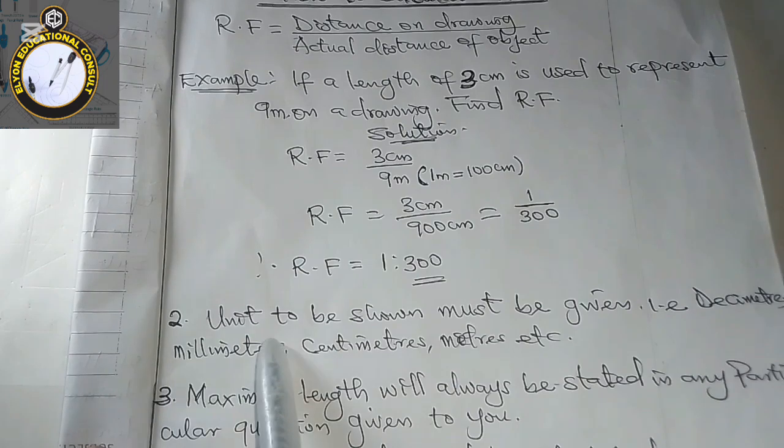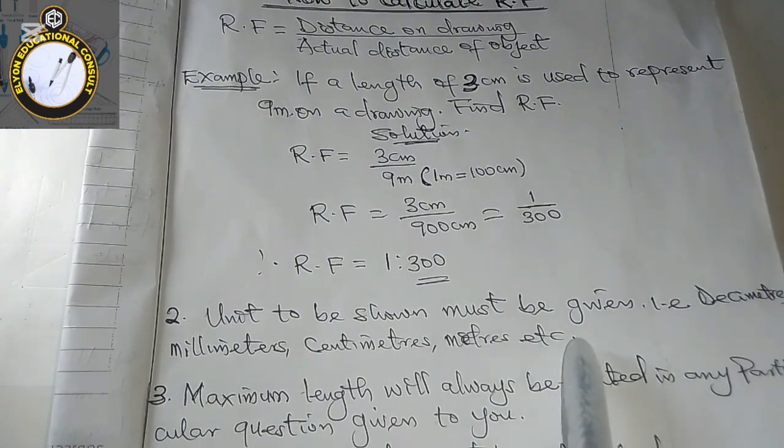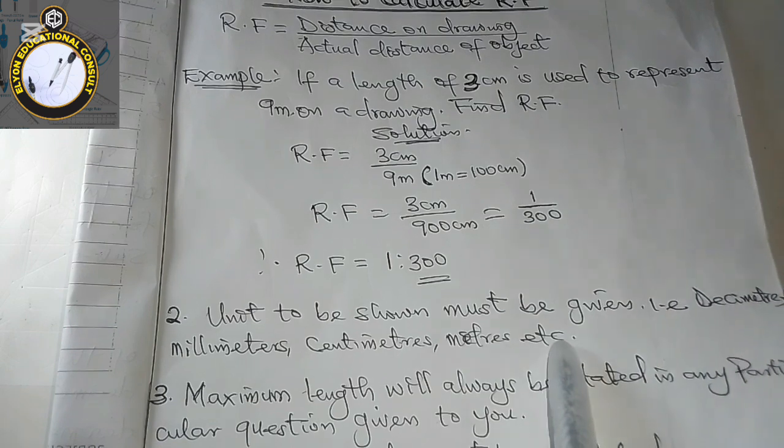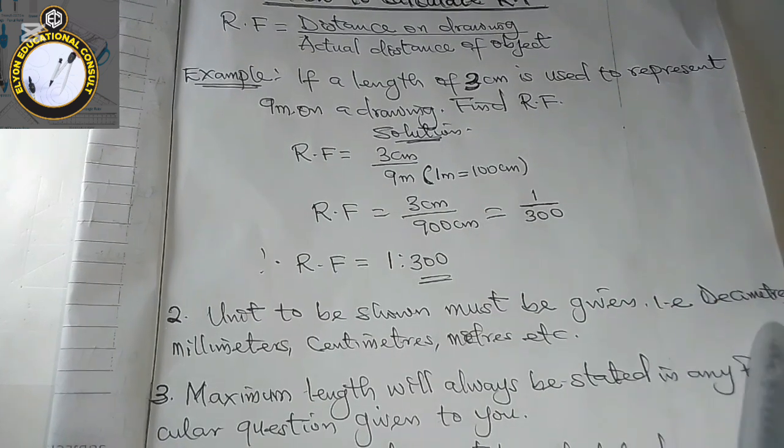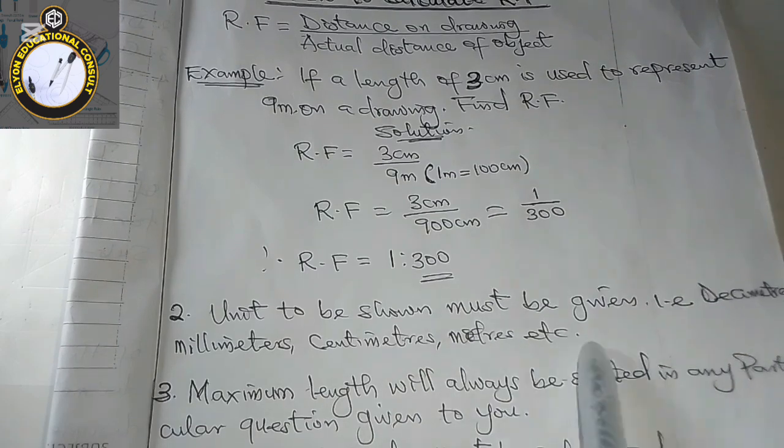Now, number 2, unit to be shown must be given. That is, the unit to be shown on the scale in a particular question must be given to us. That is, whether in decimeters, millimeters, centimeters, meters, etc.